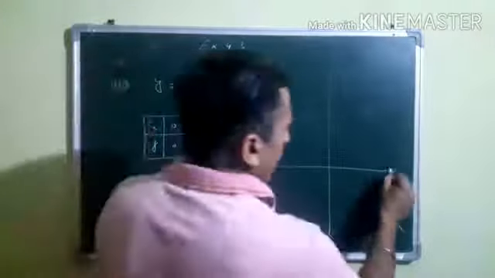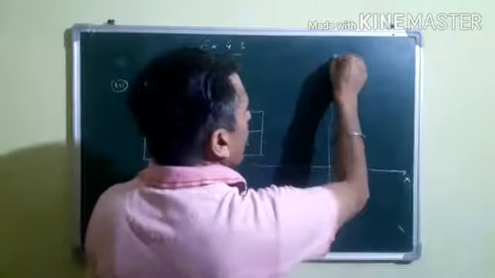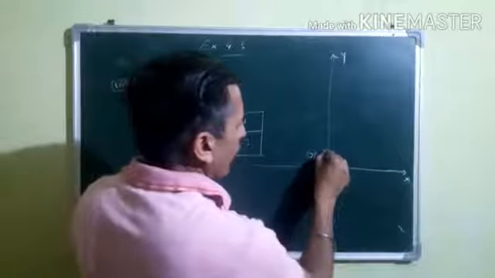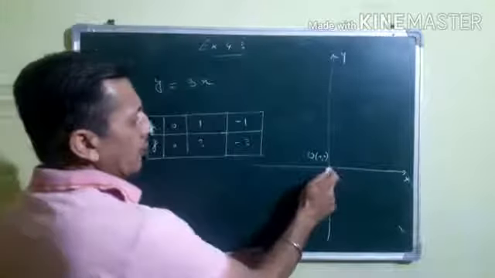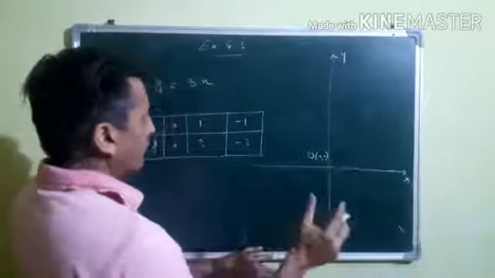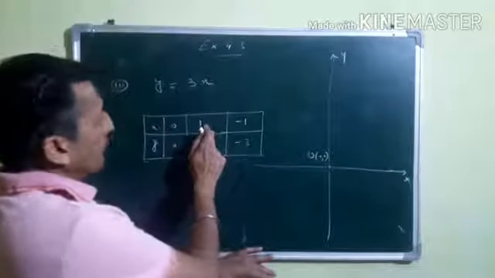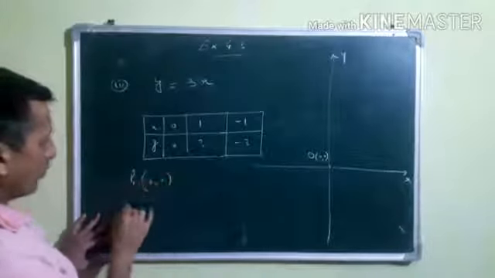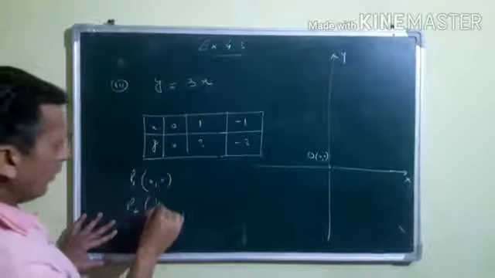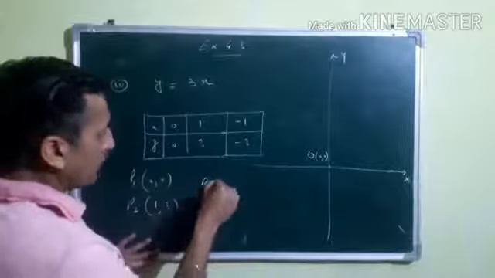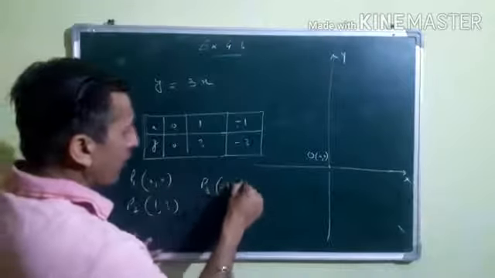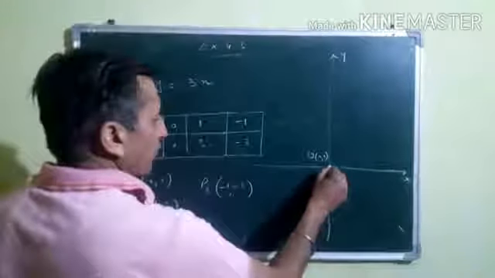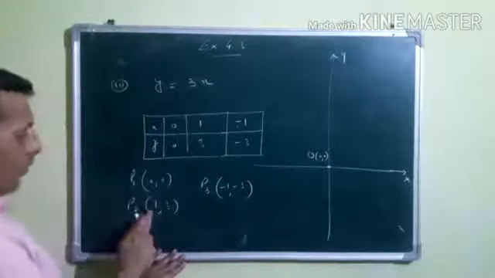Now this is your x-axis and this is your y-axis. This is your origin, 0, 0, where x is 0 and y is 0. This is your origin starting point. In this case, the first point, P1, has coordinates 0, 0. The second point is 1, 3. Similarly, P3 is minus 1, minus 3. Now I am going to draw these points. See, 0, 0 is our first point. This is your P1.